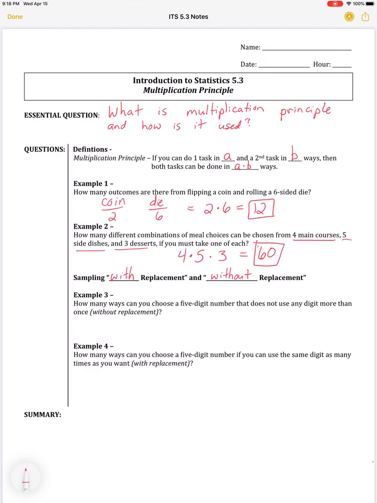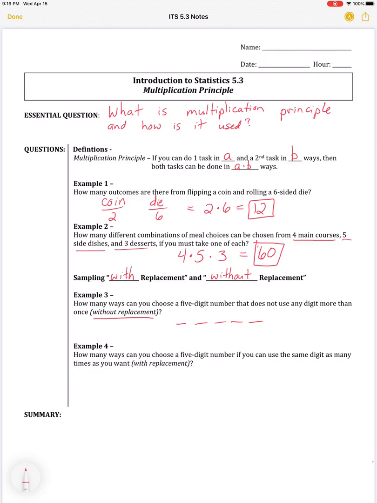So example 3 says, how many ways can you choose a 5-digit number that does not use any digit more than once? So this means without replacement. So you want to have a 5-digit number. Okay, that just means we have 1, 2, 3, 4, 5 places to fill in.